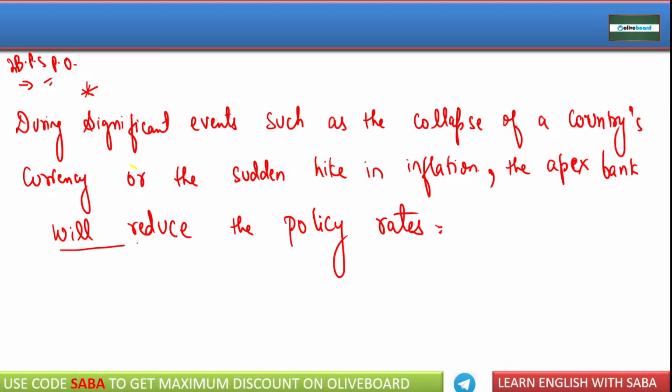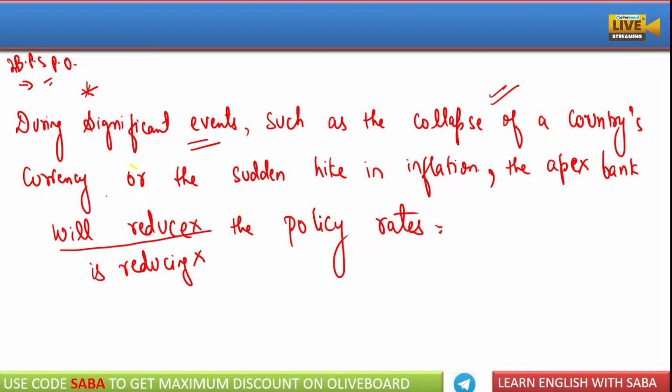Now, here neither you can write will reduce, nor you can write is reducing. Now, this sentence cannot be written in any of the tenses. ये किसी भी tense में नहीं लिखा जा सकता except present indefinite tense. Because it is indicating the action of all the times. ये हर टाइम के एक्शन को डिनोट कर रहा है कि ड्यूरिंग सिग्निफिकेंट इवेंट्स, जब भी इस तरह के सिग्निफिकेंट इवेंट्स होते हैं, जब भी होते हैं, ओके, तो व्हाट आर दो सिग्निफिकेंट इवेंट्स?